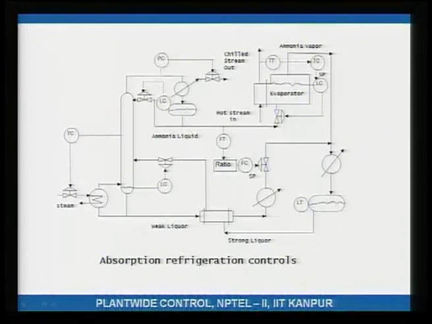So, here is the hot stream which is to be chilled to a certain temperature. The hot stream is in thermal contact with cold refrigerant, which in this case is ammonia, nearly pure ammonia. The ammonia, because it is getting heat from the hot stream, vaporizes, and this ammonia vapor is mixed with lean water, lean meaning ammonia lean.